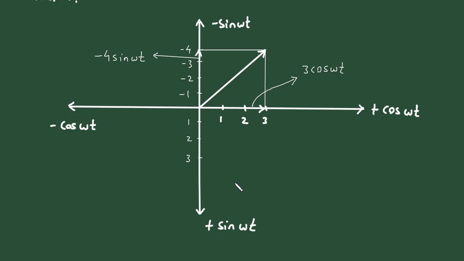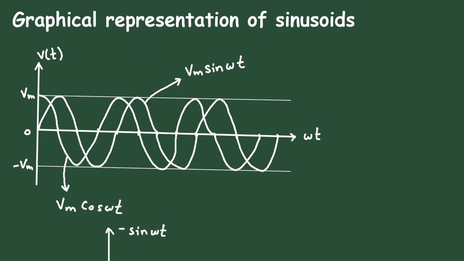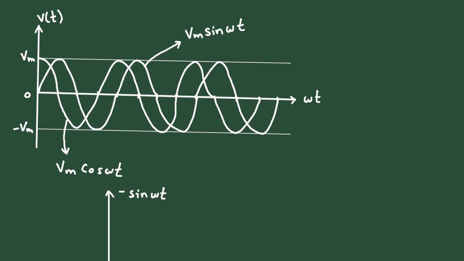Also, here we can see, the difference between this plus sin omega t and minus sin omega t is 180 degree. So, this is about graphical representation of sinusoids.